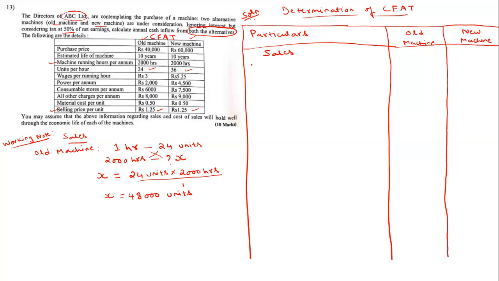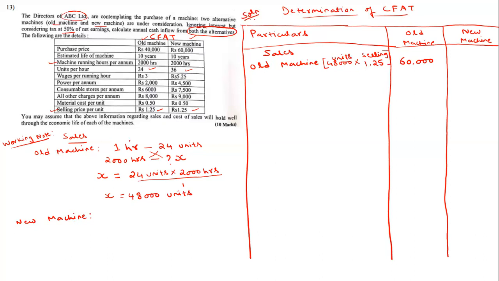Now, I'll just write here the sales for the old machine. I'll be writing here old machine, that is 48,000 units, and these units should be multiplied with the selling price, and that selling price happens to be 1.25. And now if you multiply 1.25 and 48,000, you will be getting 60,000 as the sales for the old machine. Now, in the same way, you will have to calculate for the new machine.